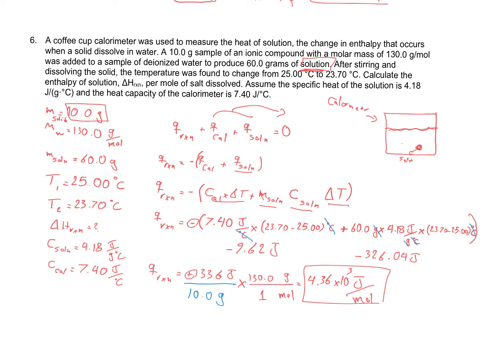So you divide it by the mass of the solute, which is 10 gram, but that would be joule per gram, but delta H is joule or kilojoule per mole. So you have to convert that to mole. So you use the molar mass of that solid, and that's given as 130 gram per mole. So you do that conversion, and what you get in the end is 4.36 times 10 to the third joule per mole.